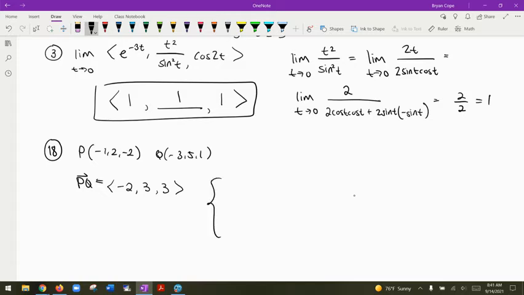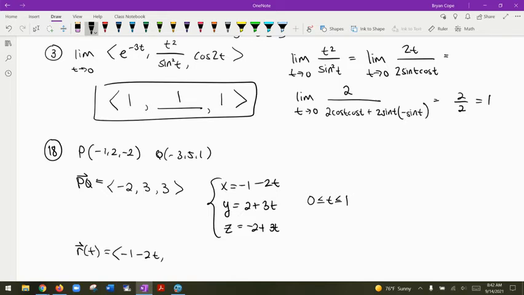With that, we can write parametrics as x equals negative 1 minus 2t, y equals 2 plus 3t, and z equals negative 2 plus 3t. We should also specify that t has to be between 0 and 1 because we only want to parameterize this line segment. We don't want to go beyond that. Then the vector equation or the vector valued function would just look like this: negative 1 minus 2t, 2 plus 3t, and negative 2 plus 3t.